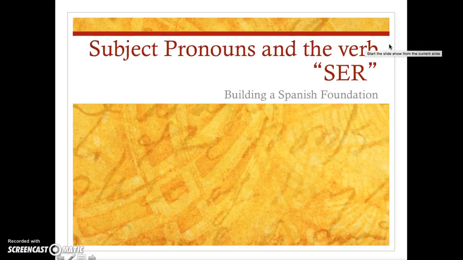Today we are going to talk about subject pronouns and how they work in conjunction with the verb ser. Since we've already learned the verb ser, which means to be, and how to conjugate that verb, we are going to practice using subject pronouns along with that verb so that in the future we can use subject pronouns with all different types of verbs.